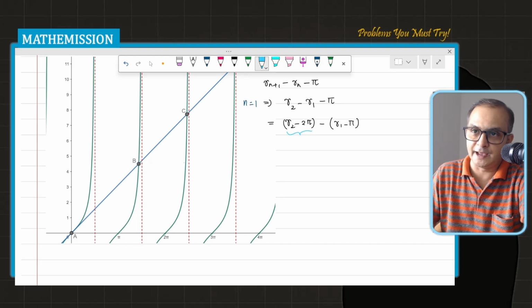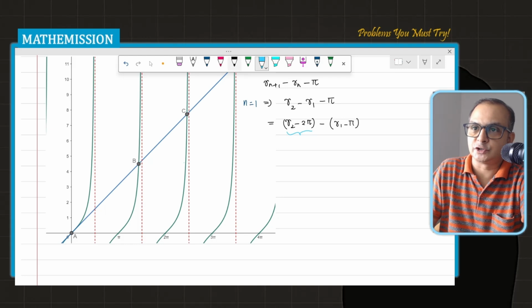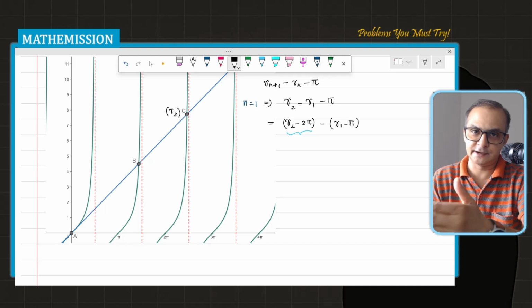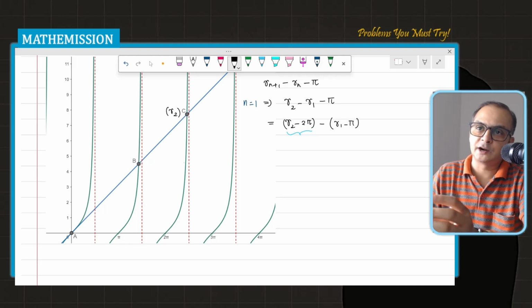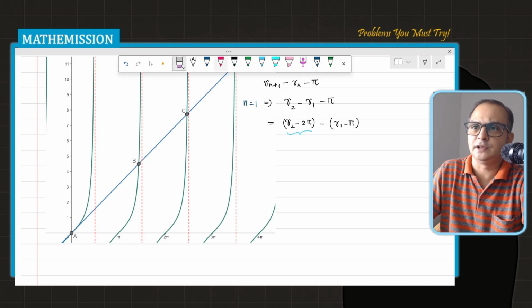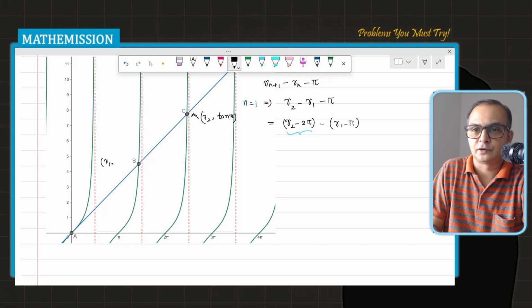Isn't it? If we write like this, we feel that here R2 minus 2 pi is the horizontal gap of the second solution. By the way, this point C here is indicating the solution R2, means the x coordinate of this point C, when the graph tan x and x are intersecting each other. So C is nothing but R2 comma tan R2, and here B is R1 comma tan R1.